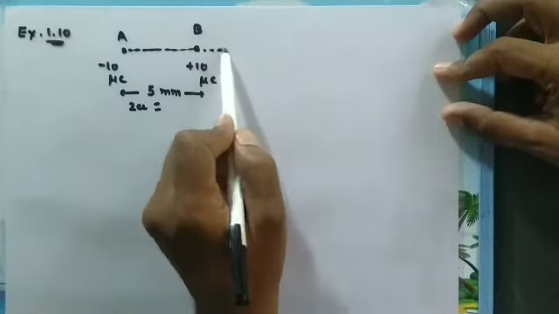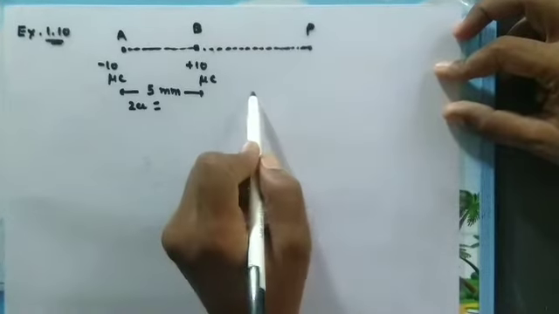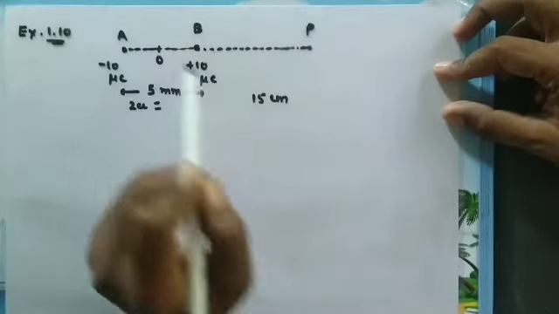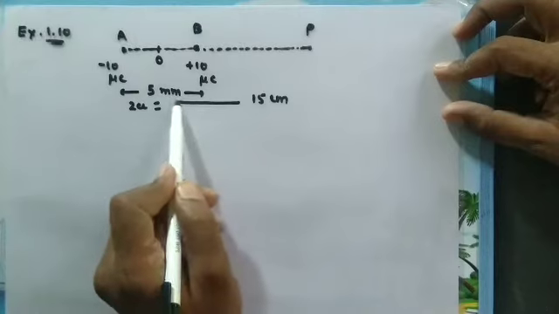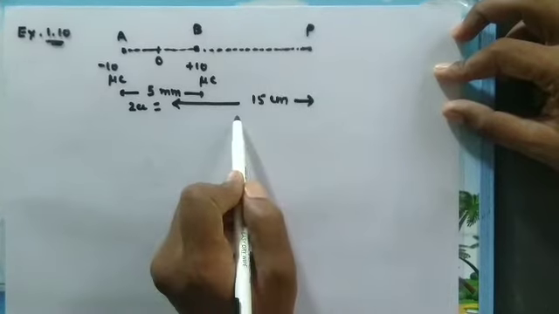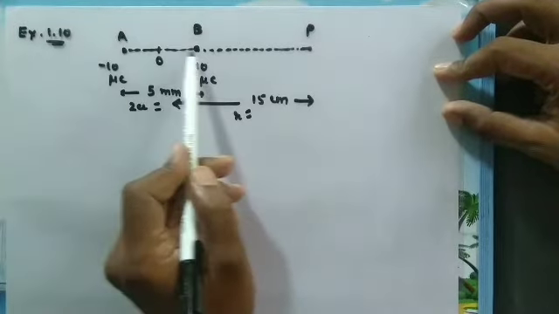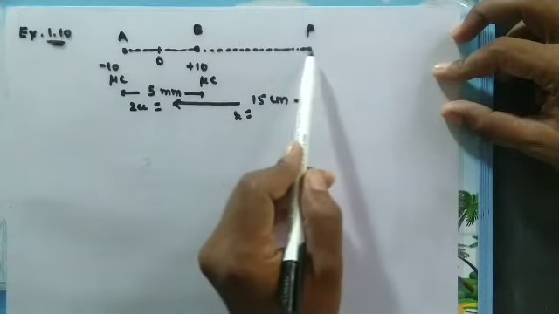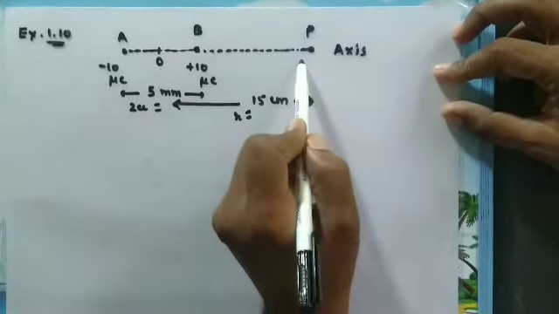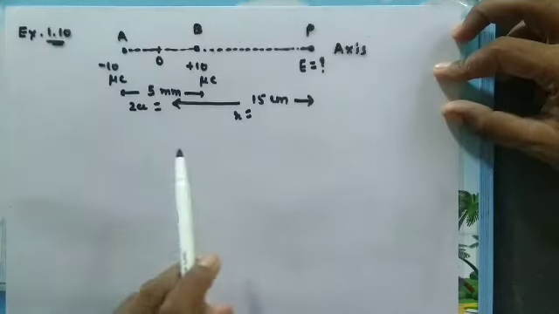Given here, a point P is at a distance of 15 cm from the center of the dipole. So from the center, this distance is 15 cm. Let us take this as R, and we know that this line which passes through the charges is called the axis of a dipole. So here we need to find the electric field at point P due to the dipole.